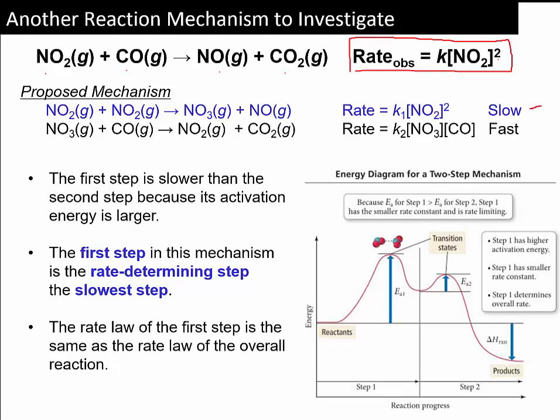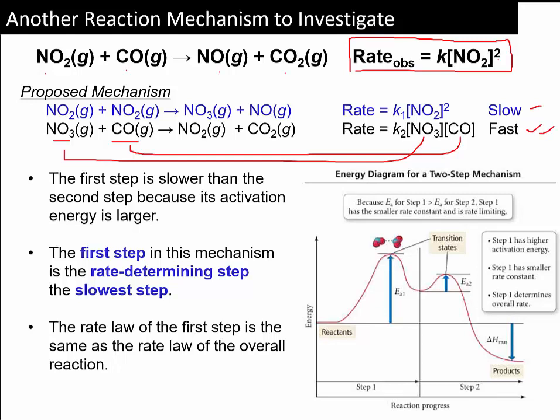That's our slow step. And then we're going to take our NO3, react it with carbon monoxide to give us NO2 back, and carbon dioxide, and we're going to say this is k2, and it's going to be related to the concentration of NO3 and CO. And that's going to be our fast step.